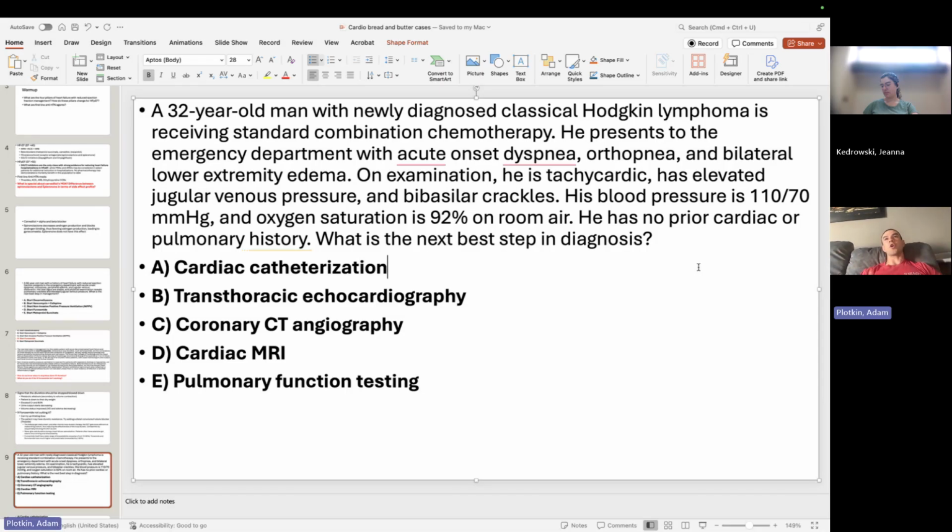So chemotherapies were huge on step one, all the side effects, still huge for step two. I'll tell you, in general the chemos and the cancers aren't a huge emphasis, but they still make up 5, 6, 7 questions on your exam, which can mean a difference of a couple points on your exam, right?